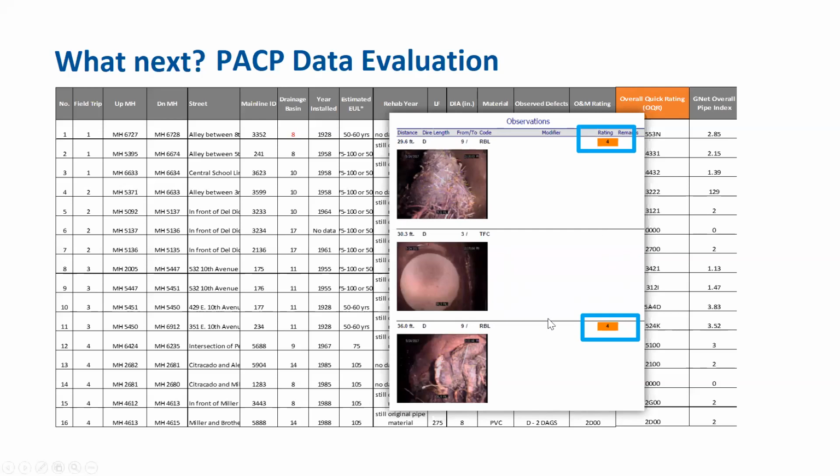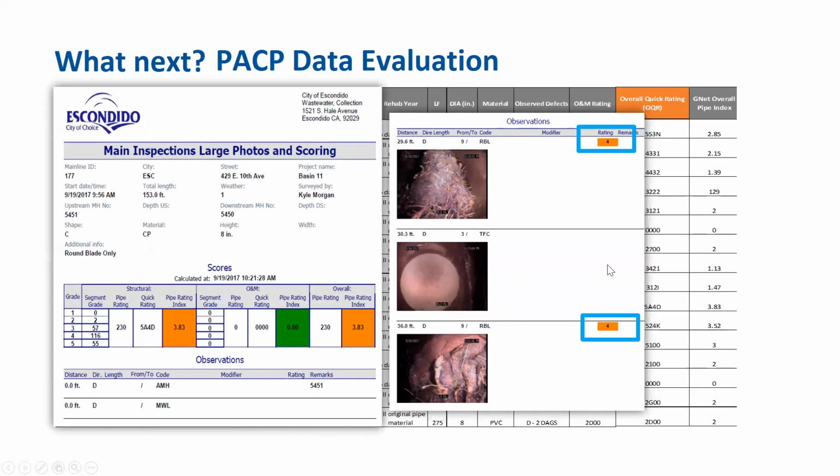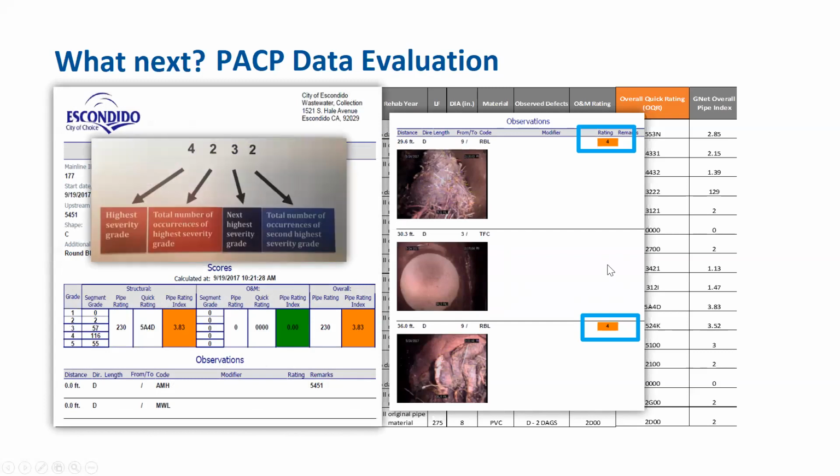So now with these condition grades, an overall quick rating is calculated. Not to get so technical, but I just wanted to make it more graphically friendly during this presentation, so I got some screenshots of this information. The very popular overall quick rating is a 4-character score, which is a short way of expressing the number of occurrences for the 2 highest severity grades.